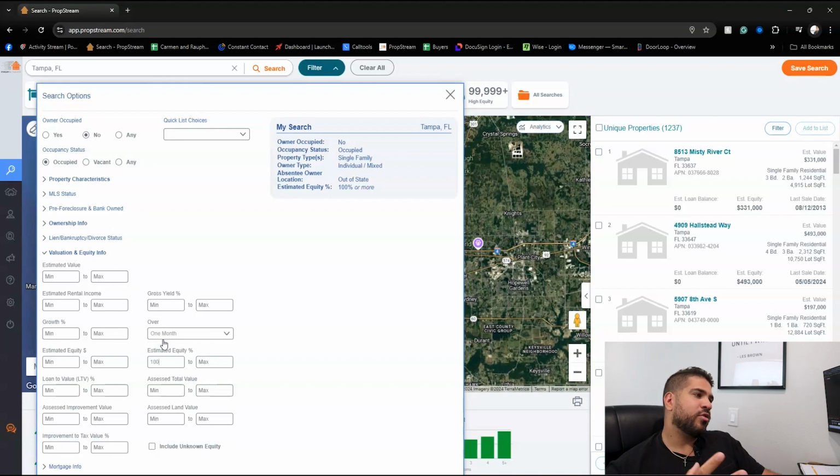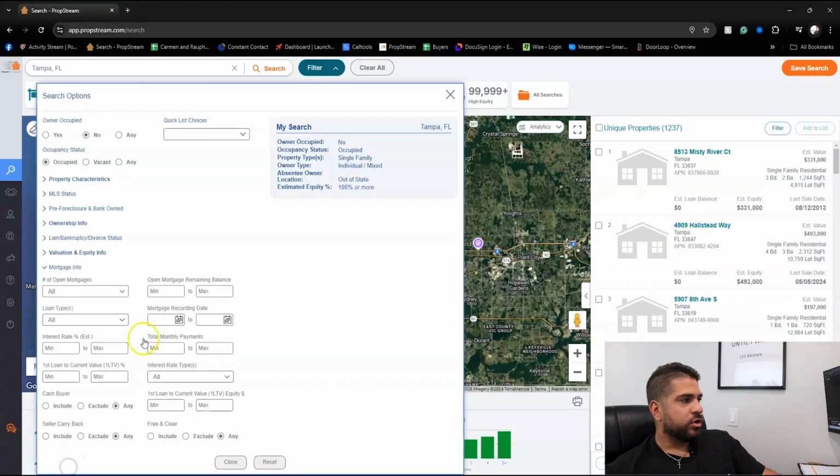So that's very important. Again, seller financing comes a little bit more down the road. You don't have to think about it, especially if you're just starting off and learning PropStream. But it's good to know that you can actually utilize PropStream to find leads for certain types of creative exits. And mortgage info, that's going to be more applied towards subject-to.